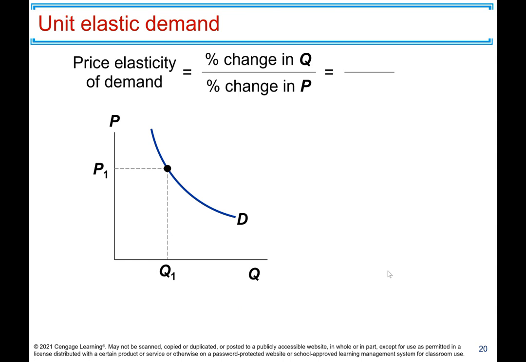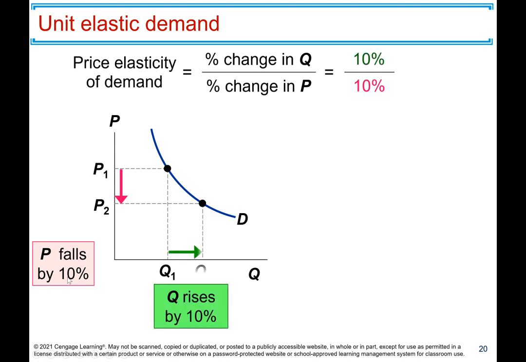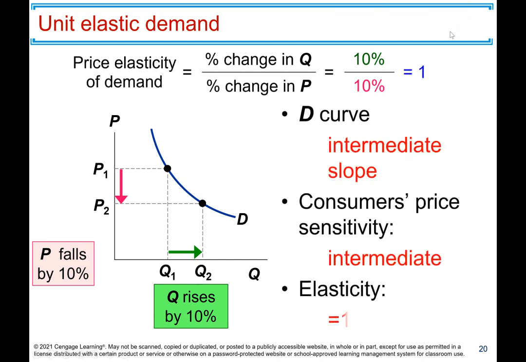Unit elastic. Unit elastic is when the percentage change in quantity, in this case a 10% increase, divided by the percentage change in price, a 10% decrease, that is 10% divided by 10%, will give you 1. The demand curve has an intermediate slope. Consumer price sensitivity is intermediate, and price elasticity is 1.